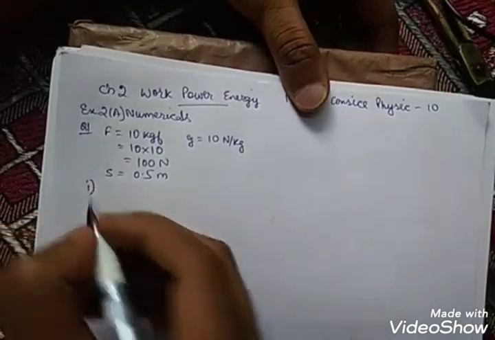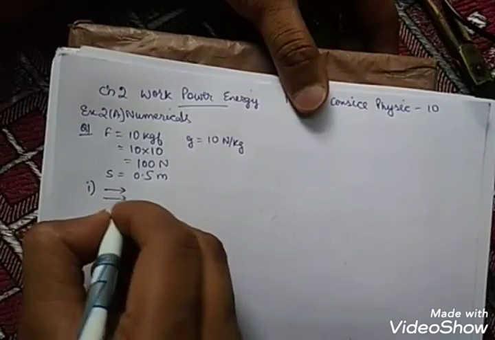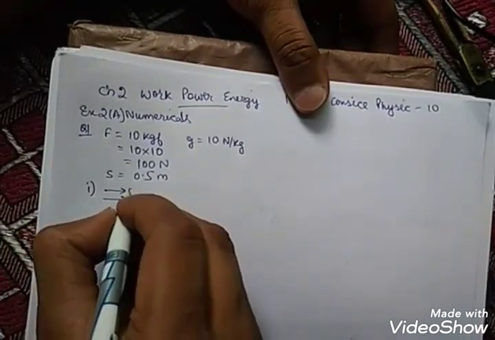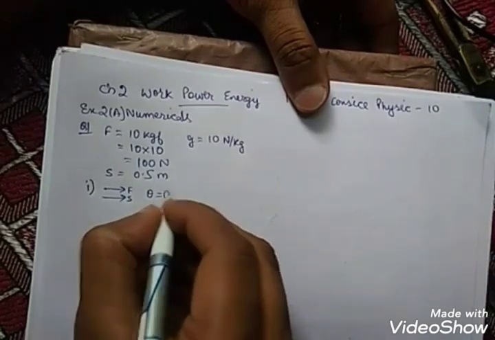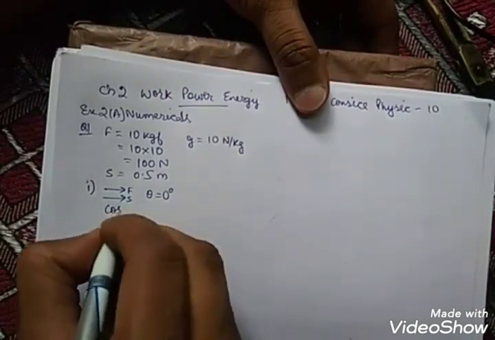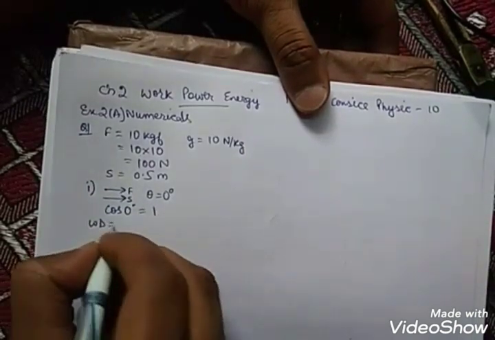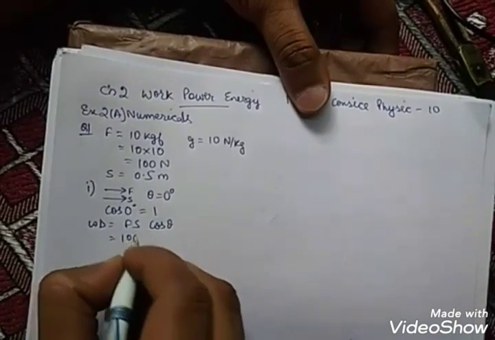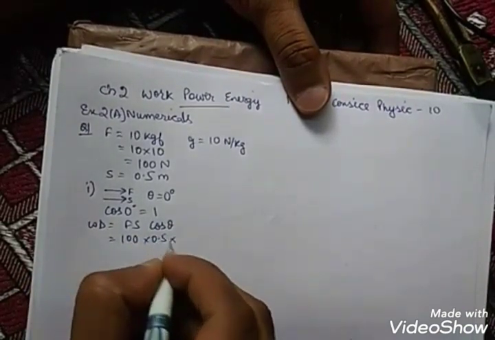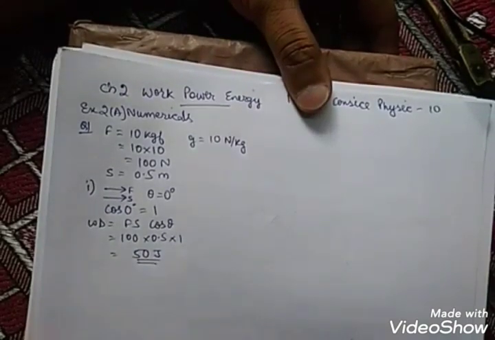Number 1, in the direction of the force. What does this mean? In the direction of the force means the force and the displacement are in the same direction. So theta is equal to 0 degree here, so cos 0 degree is equal to 1. So work done is equal to Fs cos theta, that is 100 into 0.5 into 1, that is 50 joule. This is the first point.